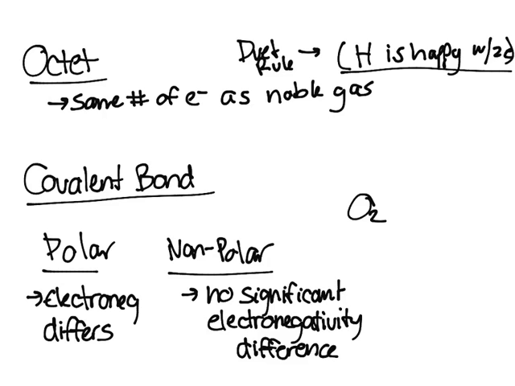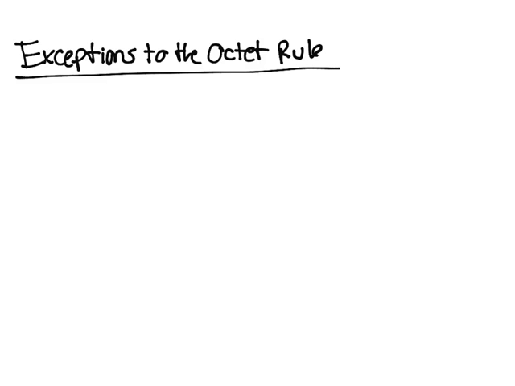And so back to the octet rule. There are some exceptions, so let's talk about that. We have the hydrogen exception, which is known as the duet, to be isoelectronic. Hydrogen only needs 2 electrons to be isoelectronic with helium, for example.